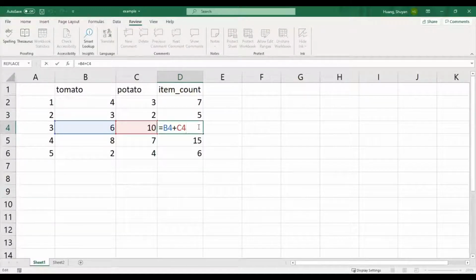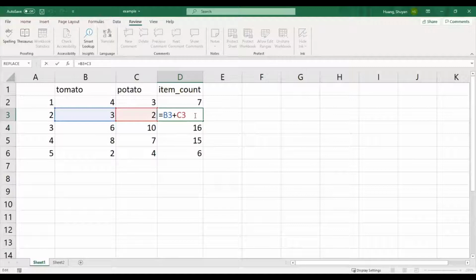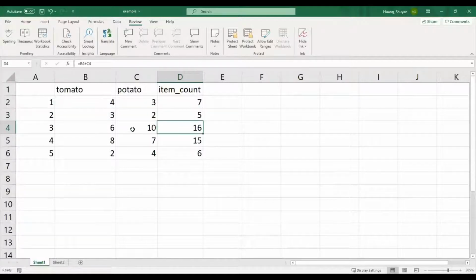We call them relative addresses. They are relative because I'm adding together two cells. One is two cells to the left, and the other is one cell to the left. If I fill it down, the answer cell will always sum up two cells. One is two cells to the left, and the other one is one cell to the left. It is important to be aware of this behavior because it's not always what we want.